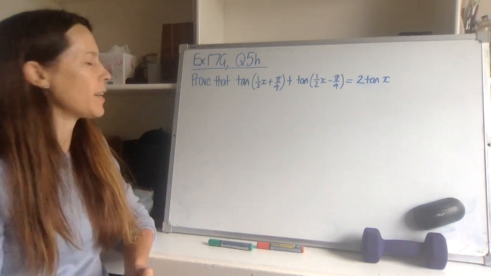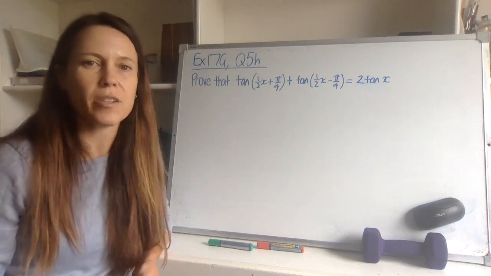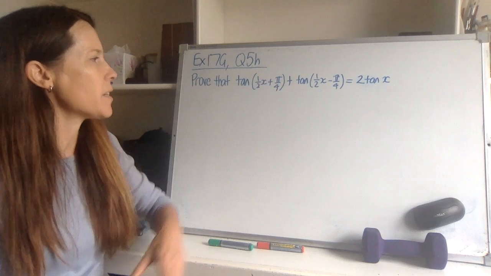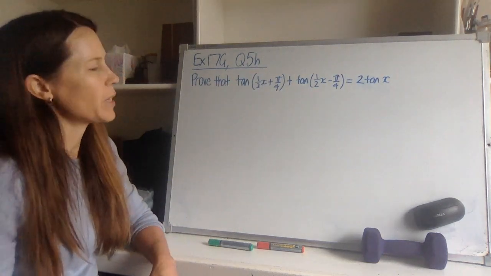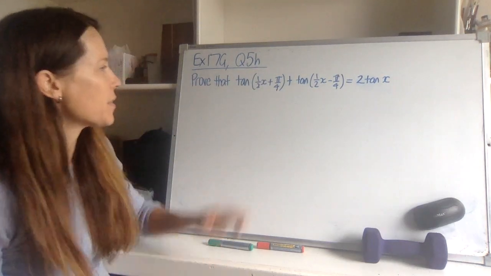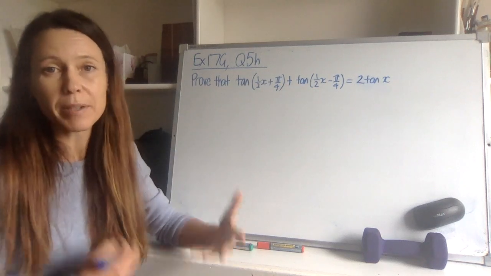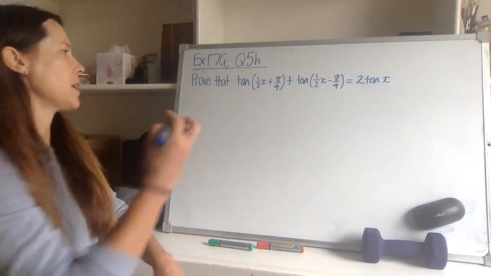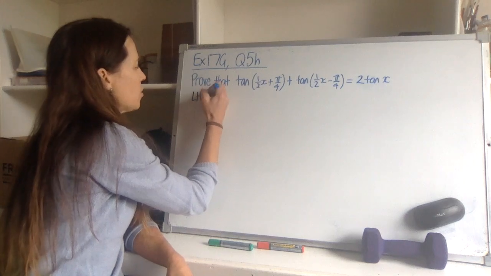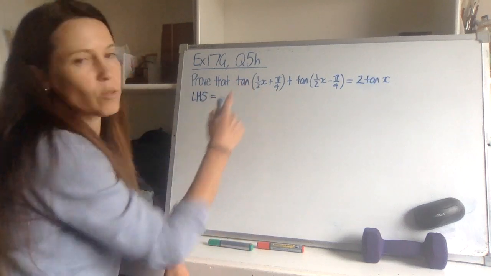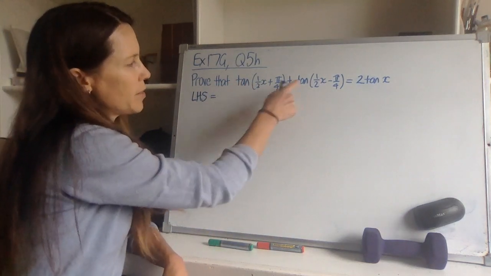Okay, question 5H in exercise 17G of the extension textbook has an identity here that we need to prove. So we can start with the left-hand side or the right-hand side. There's a lot more to do on the left-hand side, so I'm tempted to start there and show that it equals the right-hand side. So we can launch straight into it and use our double angle formula here just to expand out this one and this one.